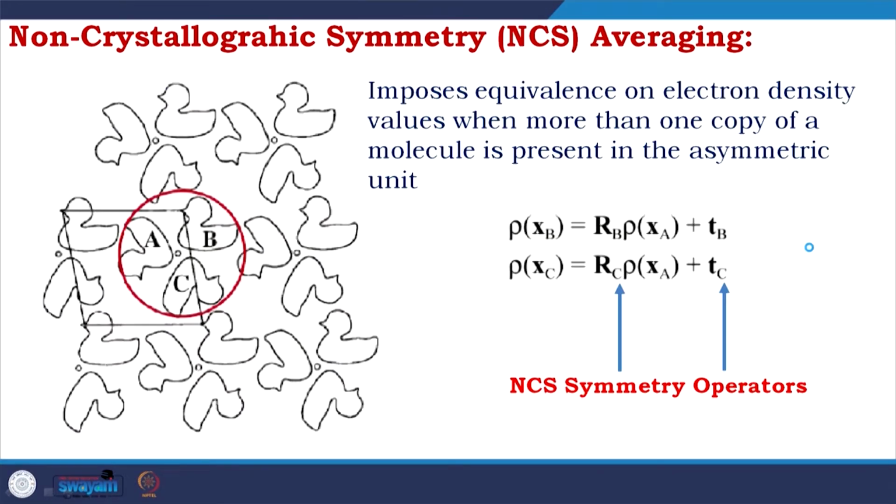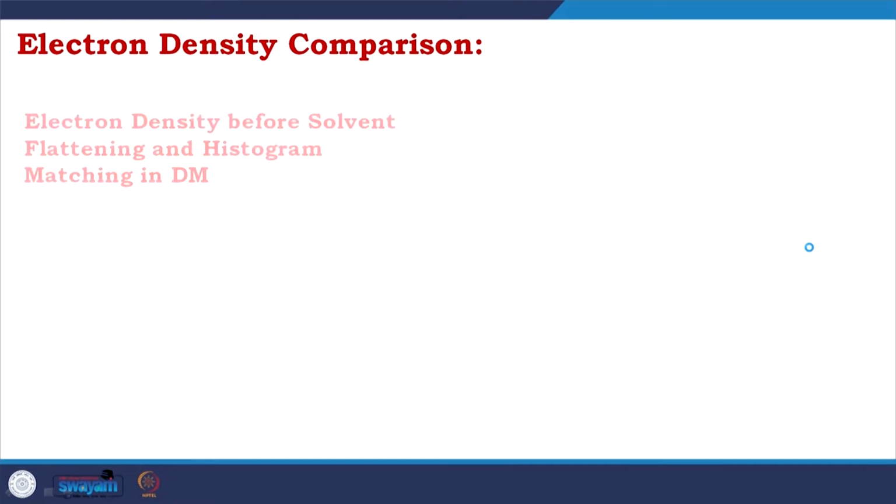So, this is an example of non-crystallographic symmetry. You see A, B and C, and they impose equivalence on electron density values when more than one copy of a molecule is present in the asymmetric unit. If you see rho(x) = rho(R_c x + T_c), R_c and T_c are the NCS symmetry operators. So, now when you take care of those, you get density modification.